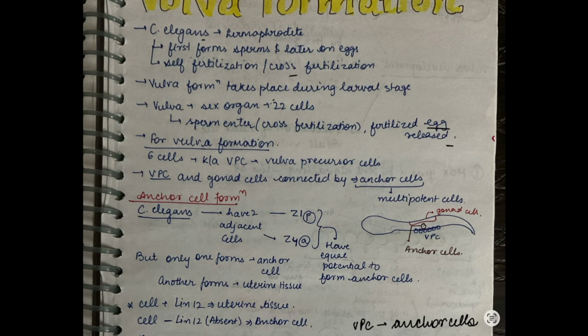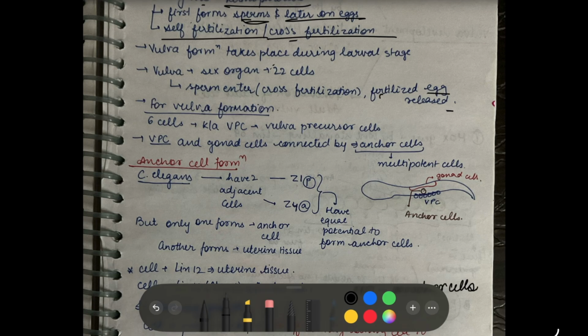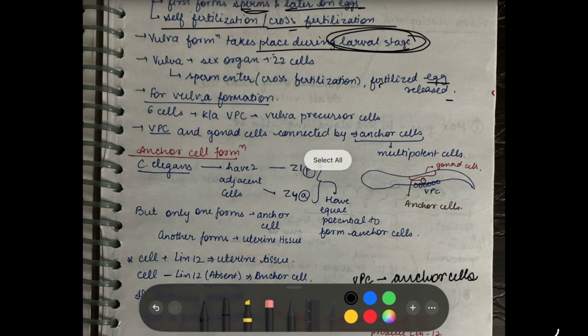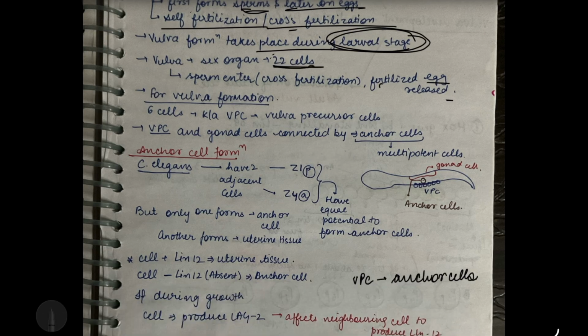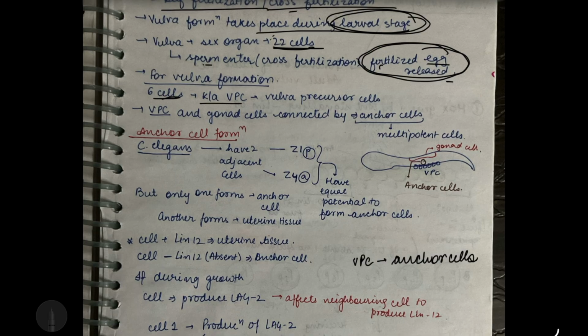Vulva formation. I told you C. elegans is a hermaphrodite. First forms sperms, later on eggs, self-fertilization, or in some cases cross-fertilization. Vulva formation takes place during larval stage. Okay. Vulva is a sex organ which is made up of 22 cells. Sperm enter and the fertilized egg is released from vulva. For vulva formation, 6 cells known as the vulva precursor cells are very important.